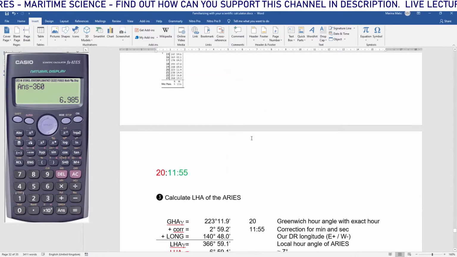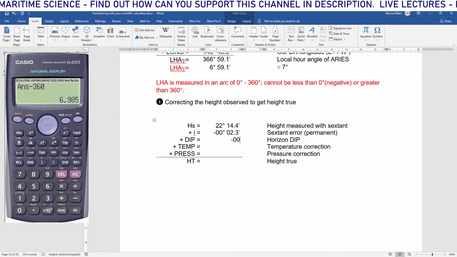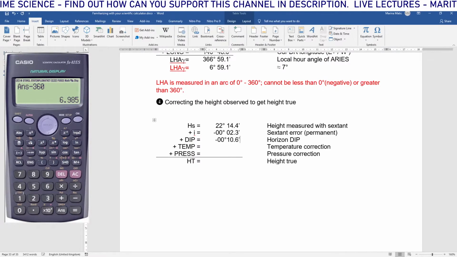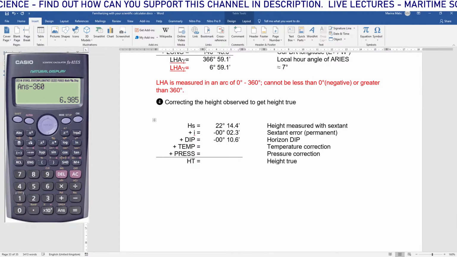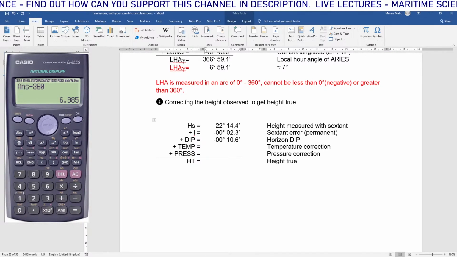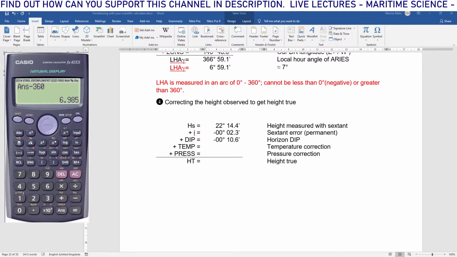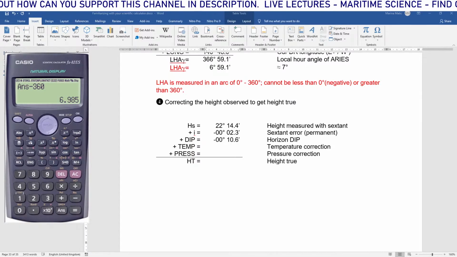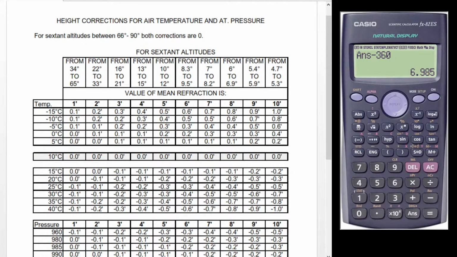Minus, so that's the dip, minus 0 degrees, 10.6 minutes. And now we have correction for temperature and pressure. So once again, we need to find the table for temperature and pressure. And if we go there, let's go there. This table is also on the back of the Nautical Almanac.